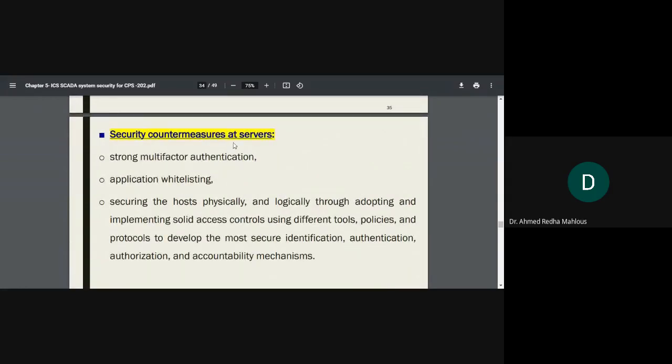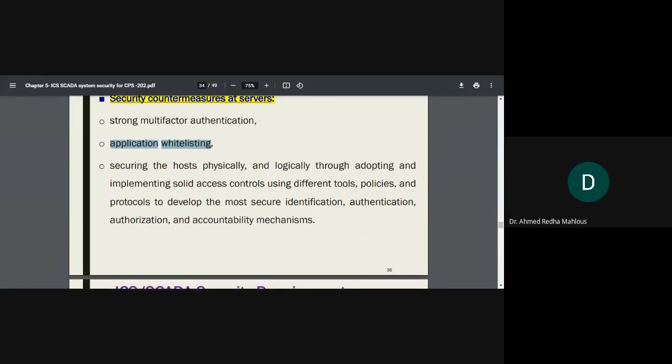Also, in the server, you can have multi-factor authentication just to harden the access to the server. You should have application whitelisting. You don't accept any application that is categorized in the blacklist. So only those known secured applications should be authorized to be installed inside those servers.